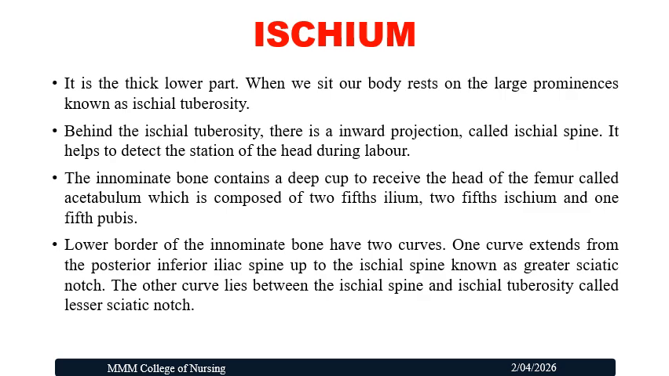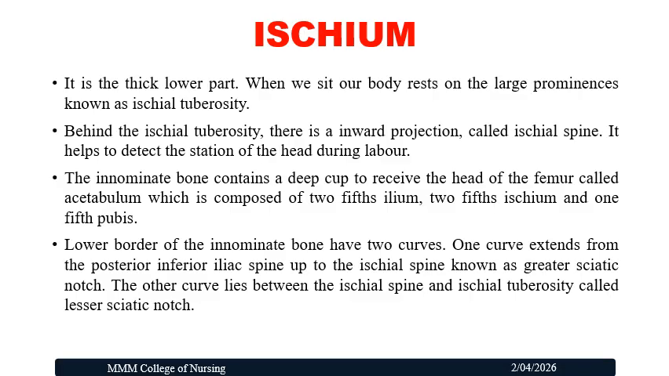Then the next point is the innominate bone contains a deep cup, called the acetabulum, which helps to receive the head of the femur. It is composed of 2/5 of ilium, 2/5 of ischium and 1/5 of the pubis.